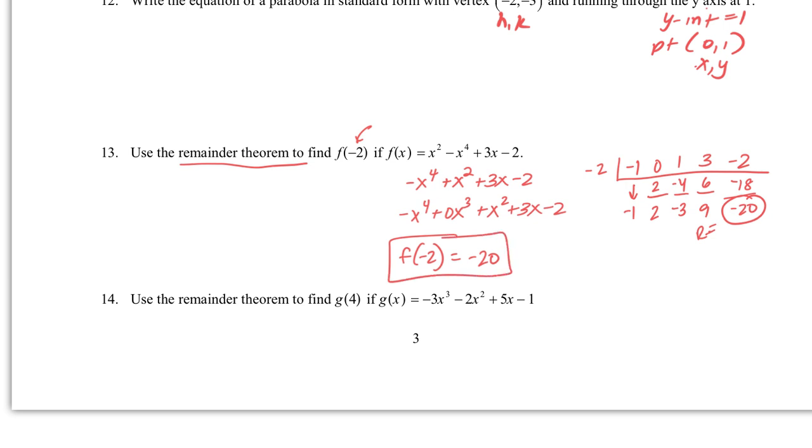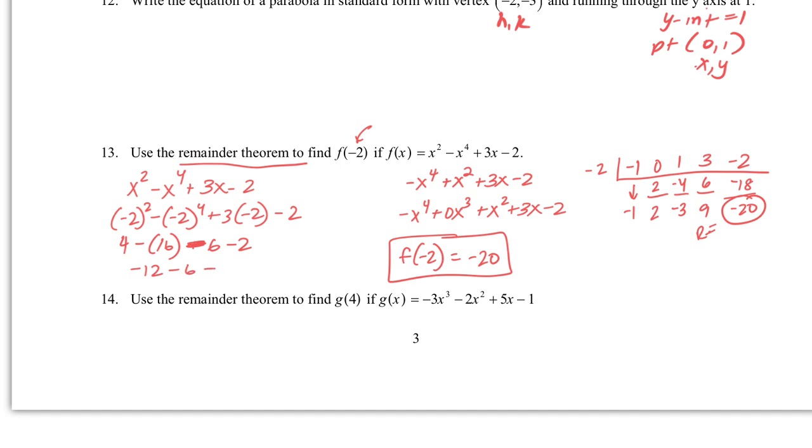Now you can check it. You might want to go in there and check it. Let's take the original equation, x squared minus x to the 4th plus 3x minus 2. So you're going to do (minus 2) squared minus (minus 2) to the 4th plus 3 times minus 2 minus 2. That's 4 minus 16, or minus 12, minus 6, minus 2, so minus 12 minus 8 is minus 20. And notice we got the same answer.